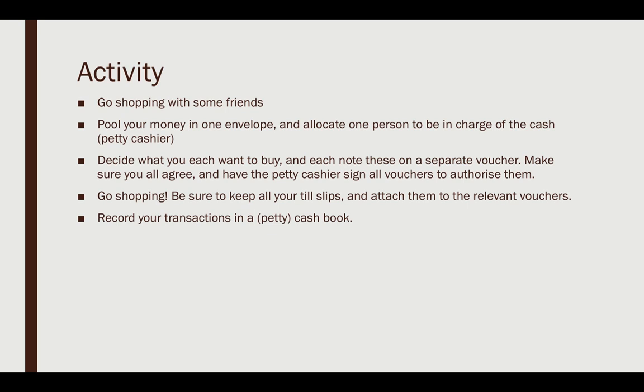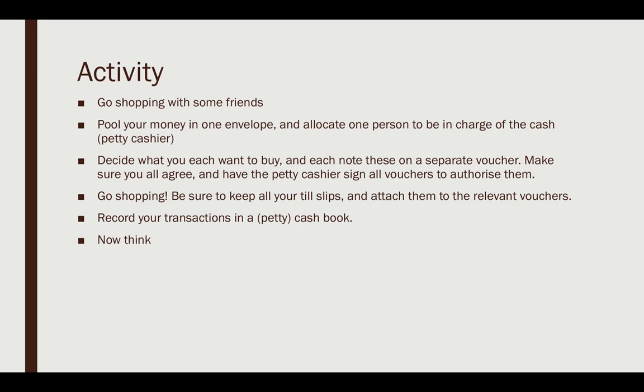What you're going to do then is record your transactions in a cash book that is specifically for petty cash. Just like for the cash book we've used in the past, you are going to put the money you received on the debit side, and you're going to show the money that you spent on the credit side for all the different items that you may have bought.